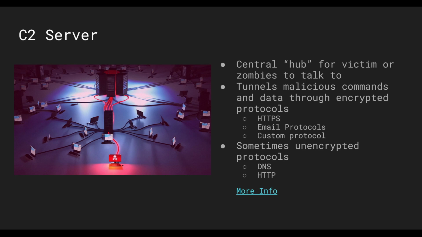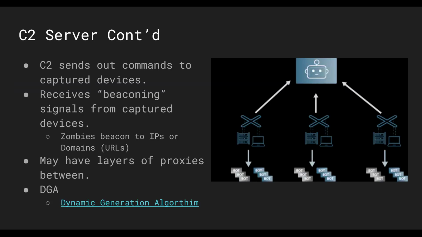What you'll see is communications going back and forth between the C2 server and the agents through HTTPS or email protocol, or even sometimes a custom created protocol, which is not very usual. And then sometimes you'll see it done over unencrypted protocols, but protocols that aren't HTTP would be monitored, but DNS is usually just totally unmonitored, depending on how the system configurations are set up by the network administrators.